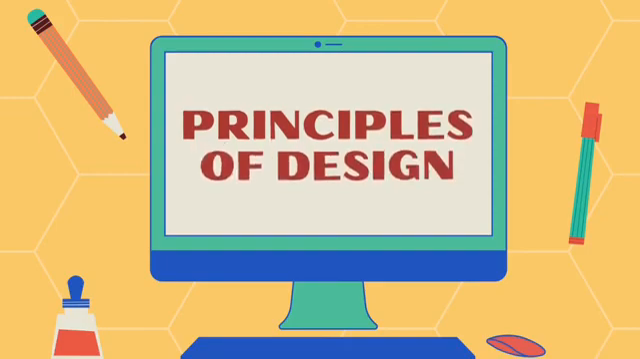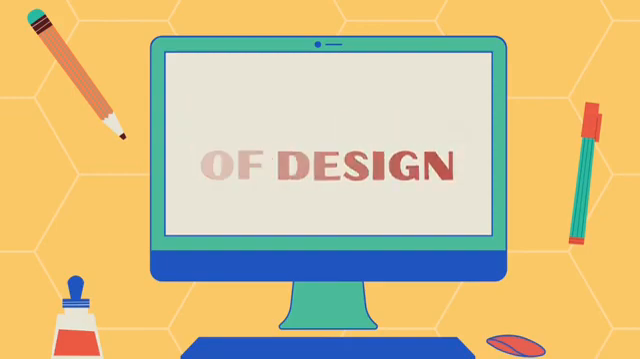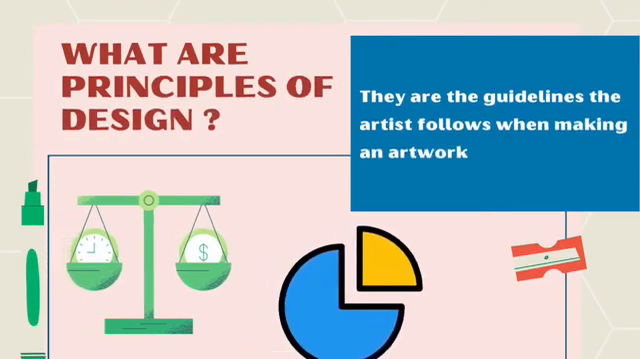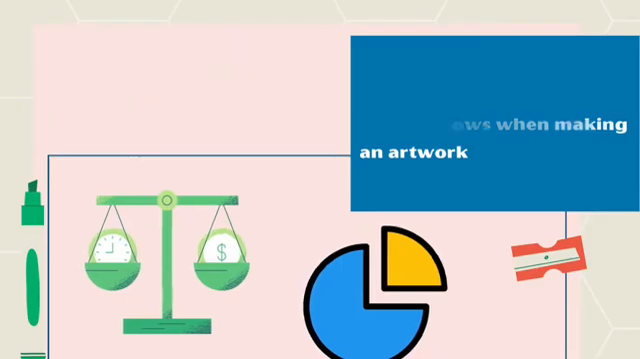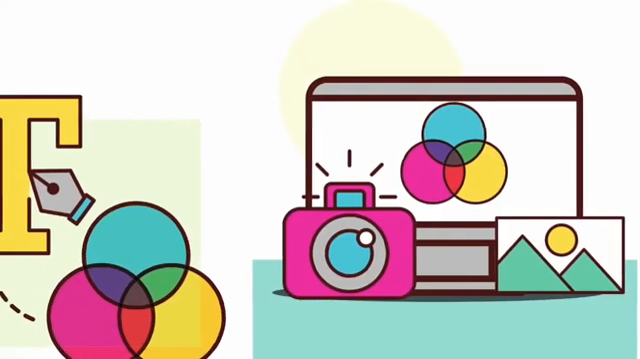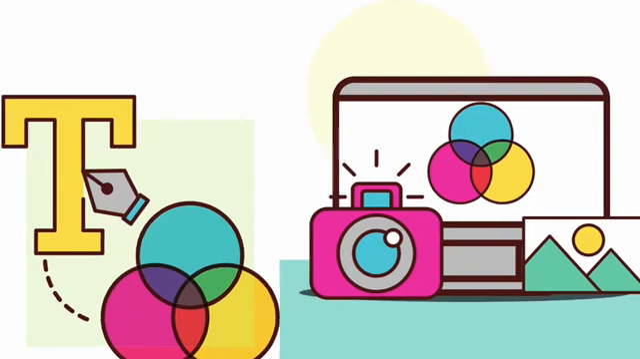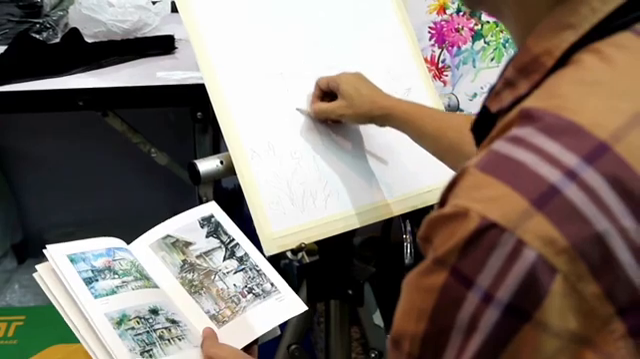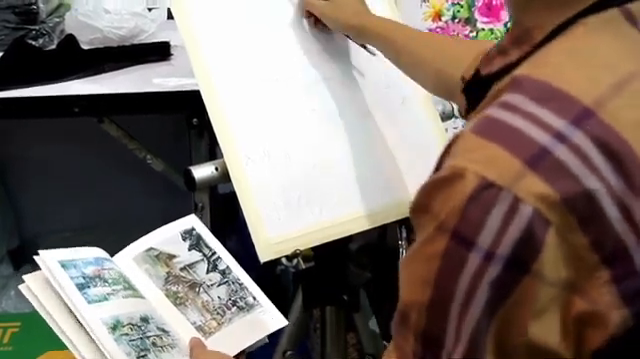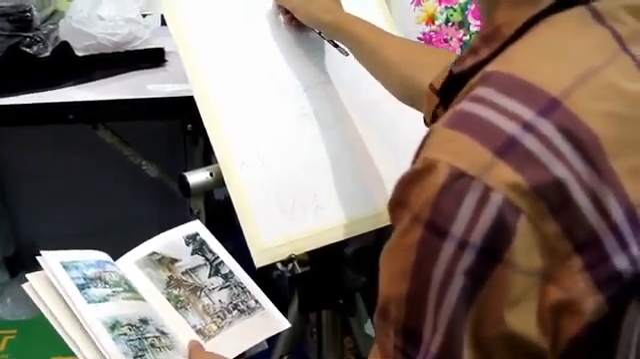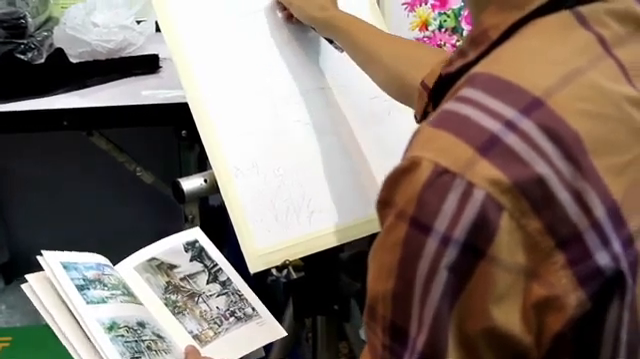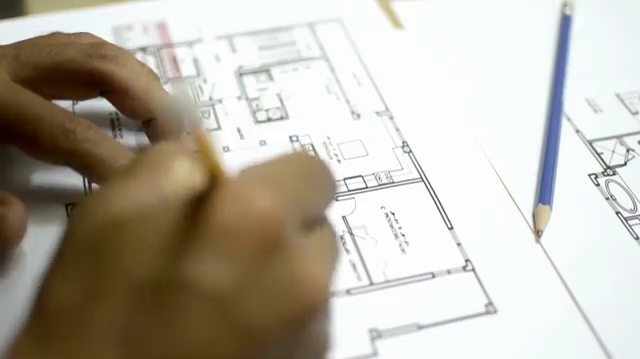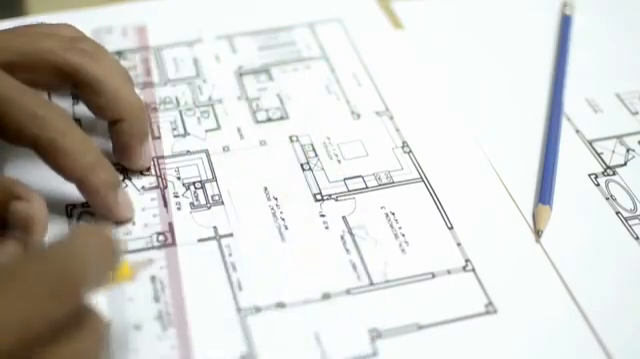The topic for this lesson is principles of design. First, what are principles of design? Principles of design are the guidelines the artist needs to follow when making a design. The manner with which the artist skillfully uses different elements of design to make an artwork is referred to as principles of design. Principles of design determine the outcome of an artwork, whether that particular artwork is going to come out well or not.